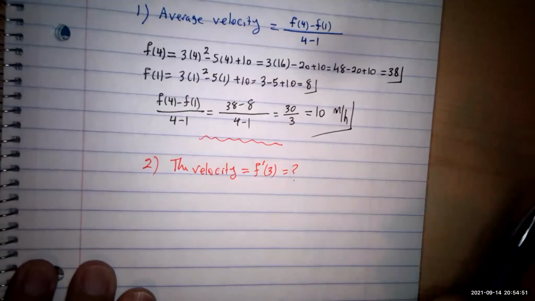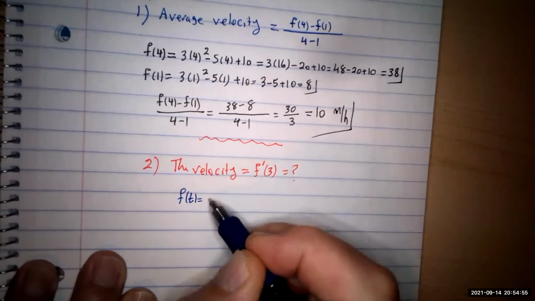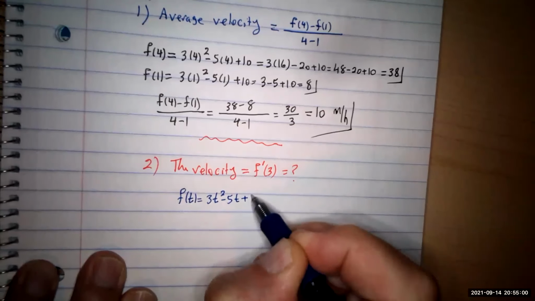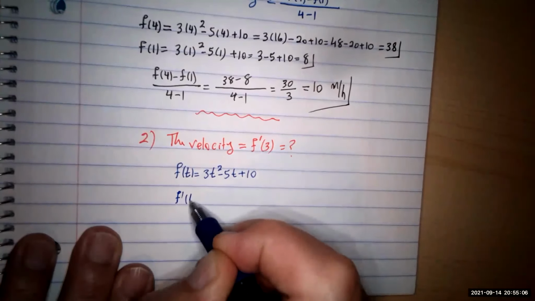So bring the function: f of t is equal to 3t squared minus 5t plus 10. Differentiate it. It's easy to differentiate. Any suggestion? What's the derivative of this function? What's f prime of t?